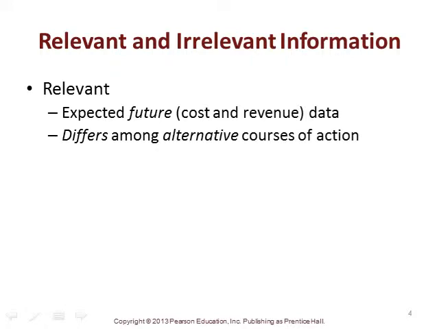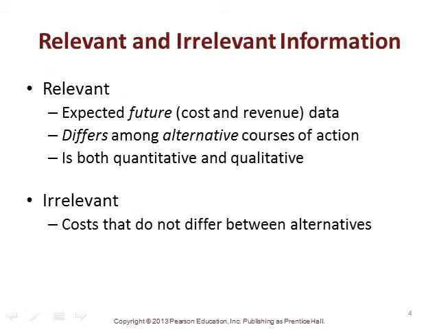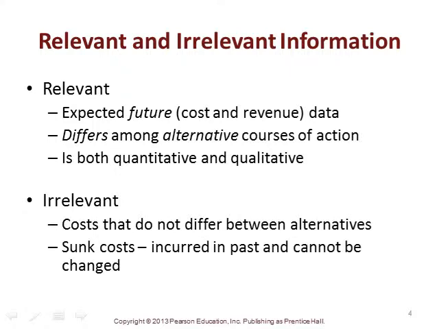It should also differ among alternative courses of action, and it's important to know that relevant information includes both quantitative and qualitative factors. Irrelevant information is costs that do not differ between alternatives. So, if I have a cost element and it's the exact same amount for one alternative versus another, I don't have to consider that in my decision-making process because it's not going to have any impact on the ultimate outcome. And then we also talked about sunk costs, which were incurred in the past and cannot be changed regardless of which future action we take.